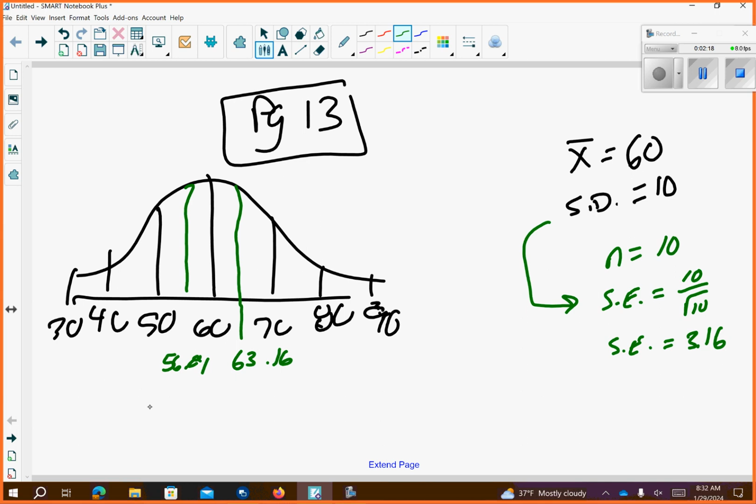And as our standard error becomes smaller, let's say I had a sample size of 100, then my standard error is equal to 10 over square root of 100, which in this case would be 1. So this gets real close, 61 and 59. Okay? So what happens is I take more and more of a sample, and I try to get closer and closer to what the mean was.